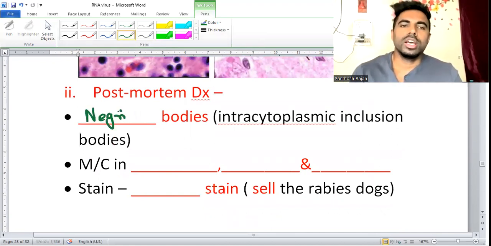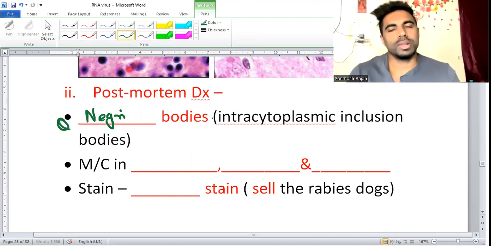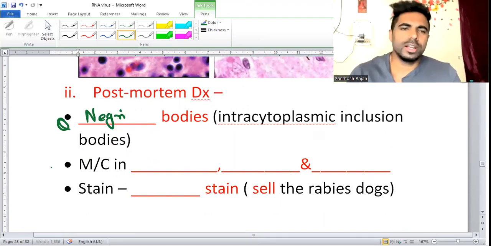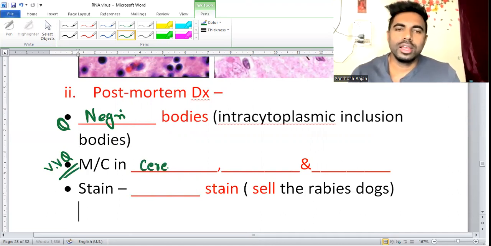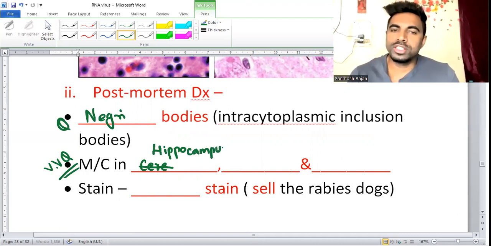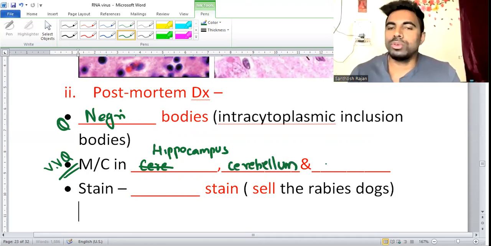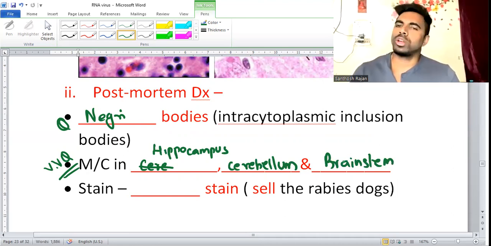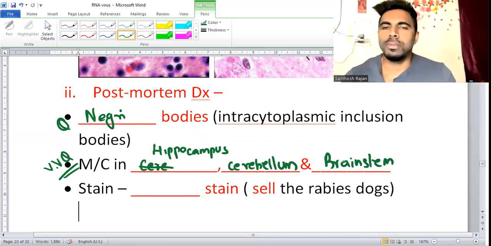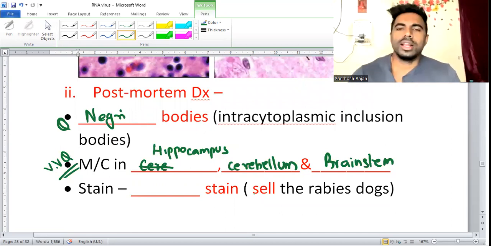Negri bodies are intracytoplasmic inclusion bodies, and most commonly seen in which side? That was repeated, I don't know how many exams have repeated this question. The first important one is hippocampus. If this option is there, that's the best answer. Next would be cerebellum, then your brainstem. All three are right, so if all of the above is an option, you can simply mark it. Hippocampus is the memory center, you know that, right? And cerebellum and brainstem.